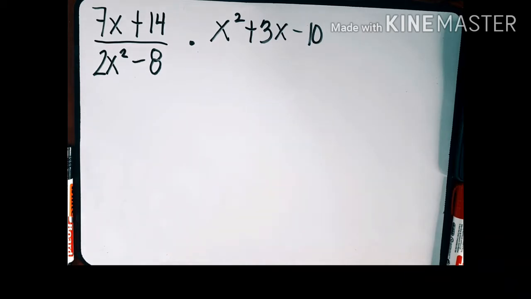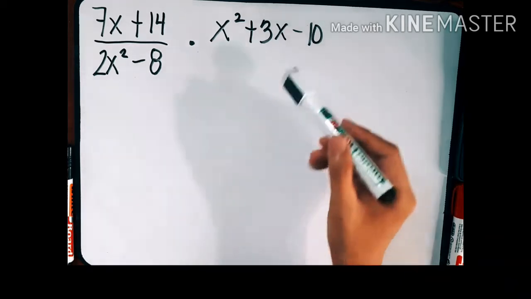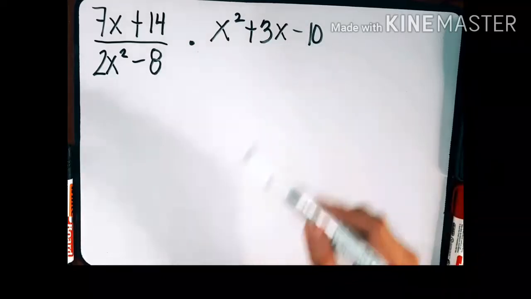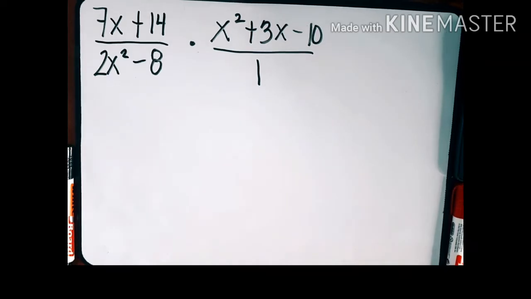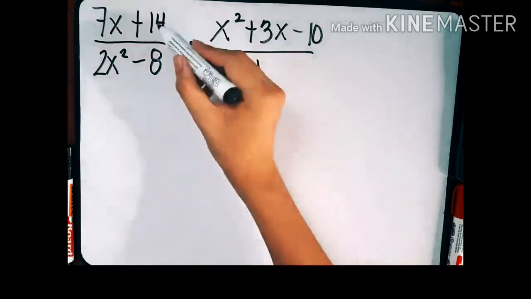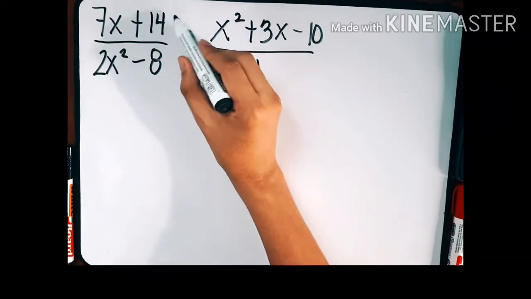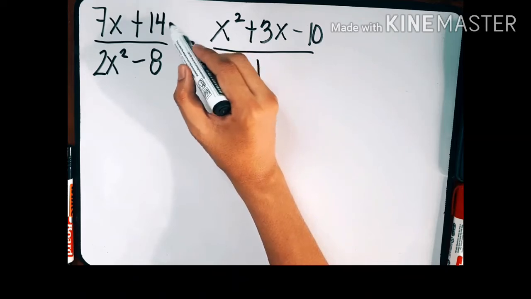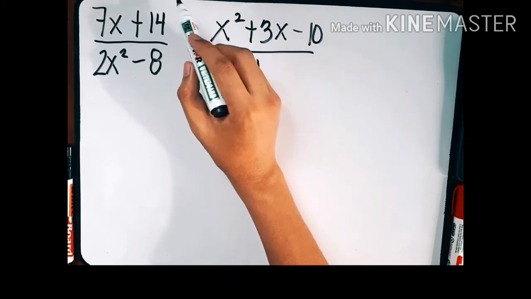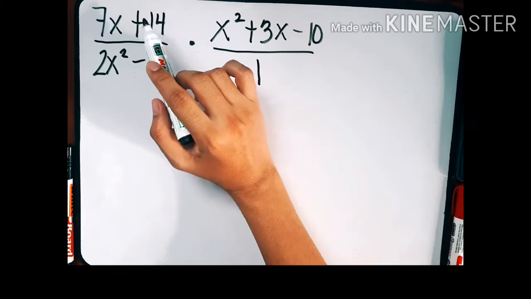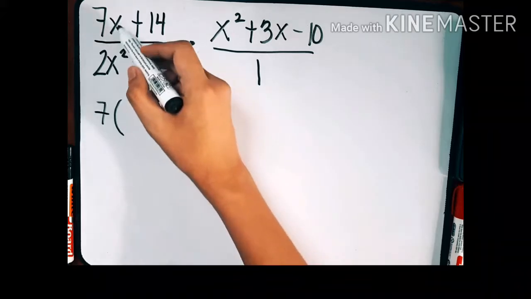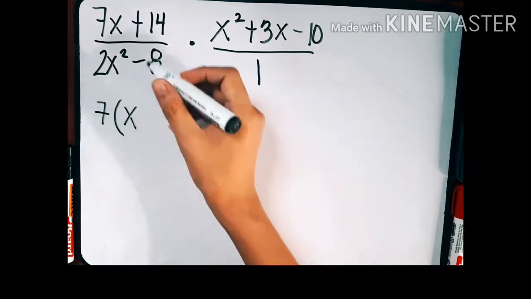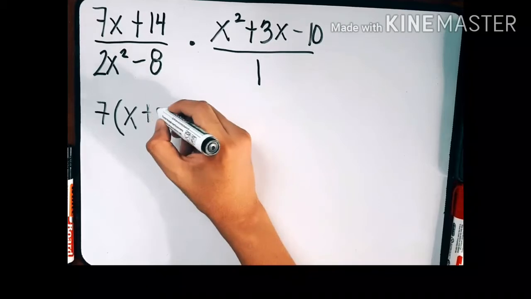Ang una nating gagawin, we have to put the second part in fraction by dividing it by 1. Yan. So, para fraction na sila. And next is, ito, pwede natin siyang i-factor in 7x plus 14 by getting the greatest common factor. So, 7x plus 14, ang greatest common factor nila is 7. 7x divided 7 is x. And 14 divided 7 is 2.